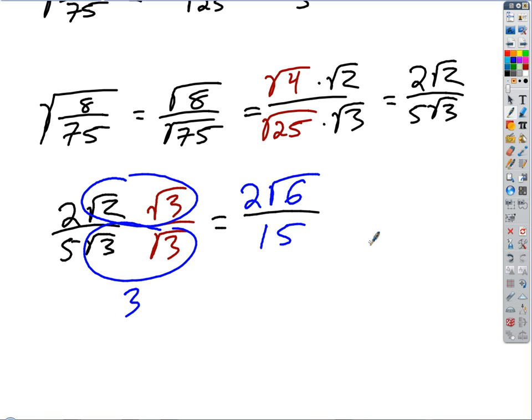And now I got to look at that and see, okay, can I do anything? No, I can't, right? The 6 can't go anywhere. There's no perfect square factor of 6, and 2 over 15 can't be reduced, and so that's my answer. Make sense? No big deal, right? We can do that stuff.